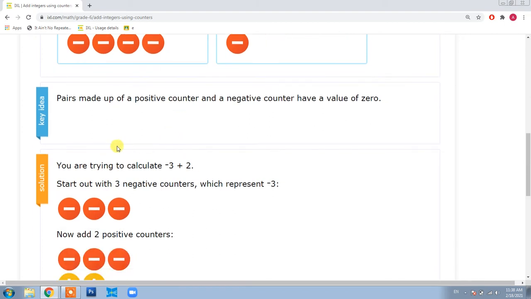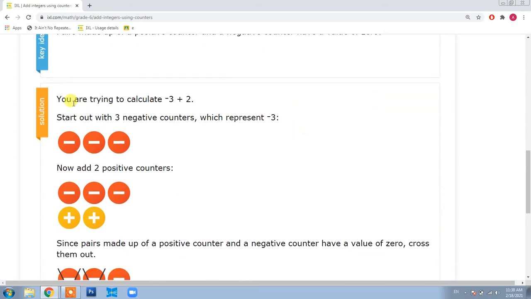Let's see what they are saying. First, you should know the key idea of this skill is that a pair made up of a positive counter and a negative counter has a value of 0. That means you can cancel them out with each other, right? Okay, now you are trying to calculate -3 and +2.